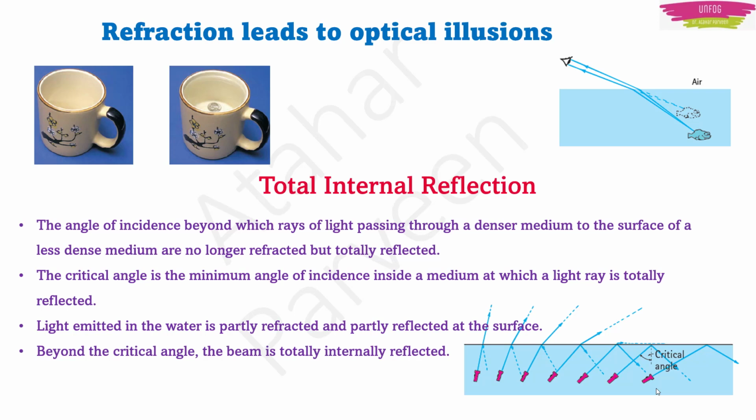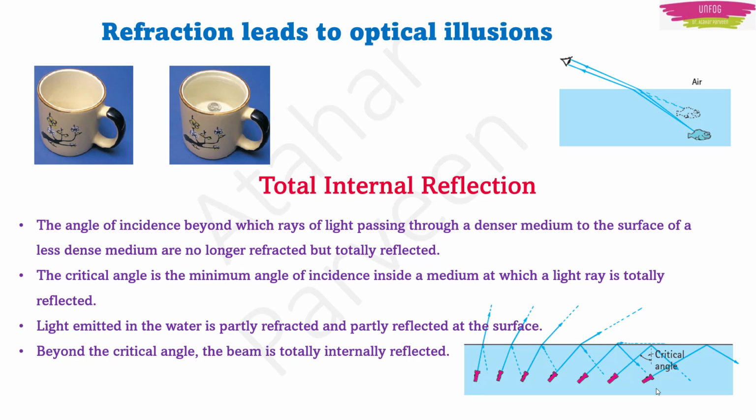Here you can see the figure. In this figure, if a torch is put in the water, the rays move outside. If they are moving outside the water, that means denser medium to less dense medium, or you can say denser medium to rarer medium. Air is the rarer medium, water is the denser medium. But if you change the angle of the torch, there comes one point where that light will get reflected back into the water only.